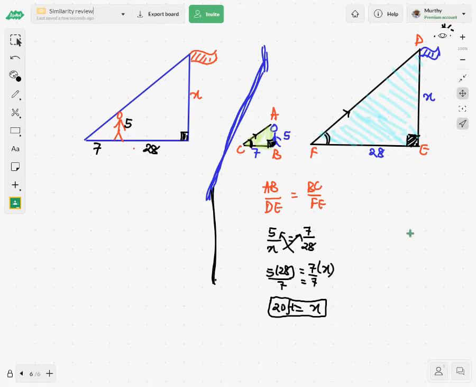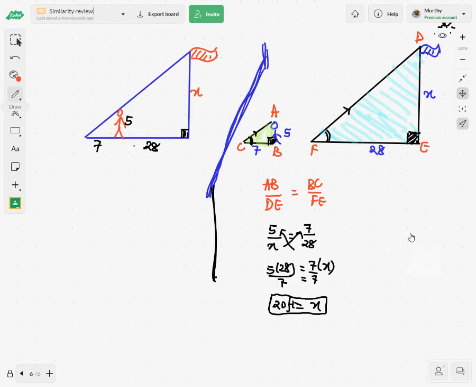Let me label the parts like the previous one. The height of Shania is 5 feet, that is AB, and this point is C. BC is the length of her shadow. DE is the height of the pole. Therefore, here still I see two right triangles.